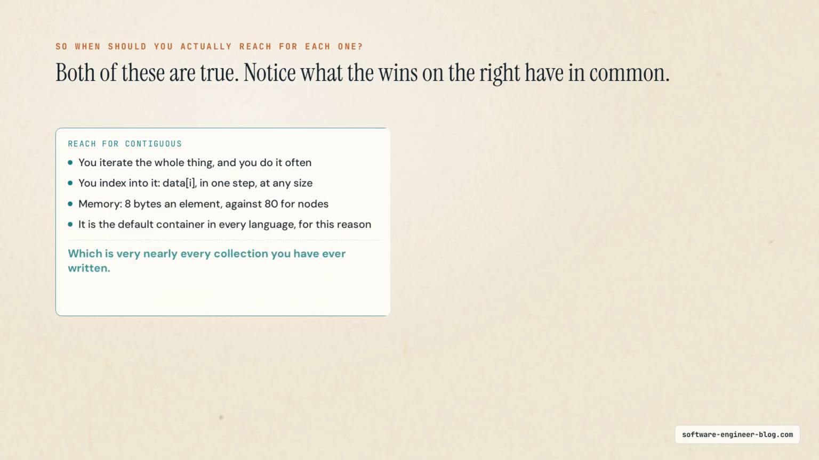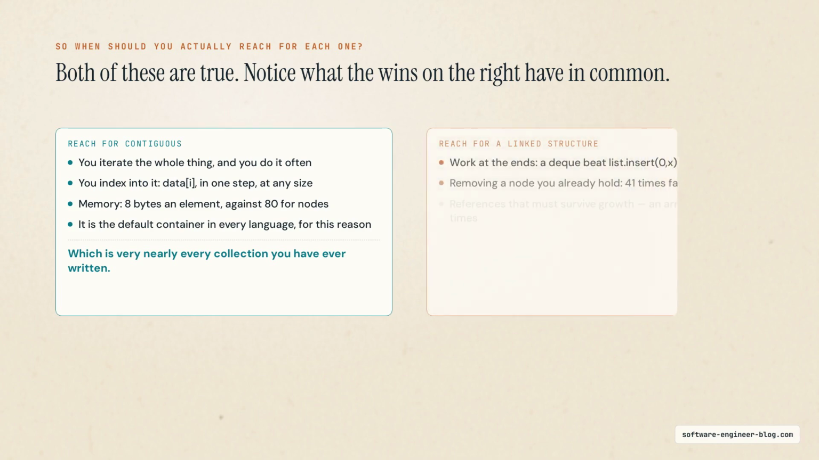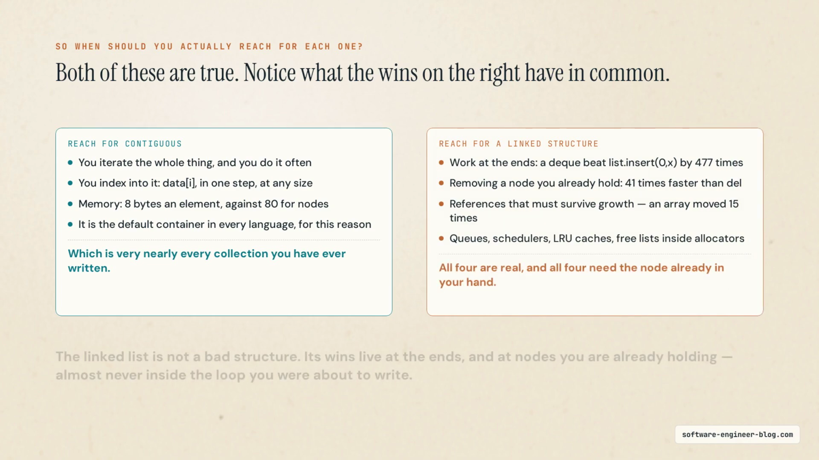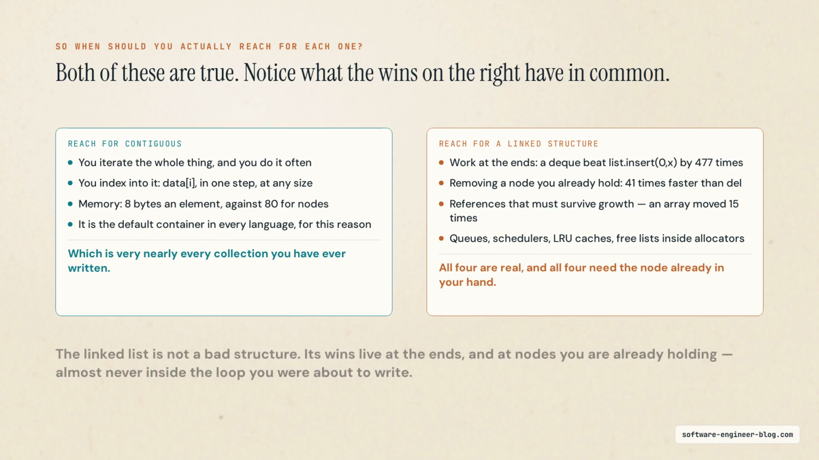Reach for a linked structure for work at the ends. Here, a deque beat list.insert at 0 by 477 times. For removing a node you already hold, which was 41 times faster than deleting by index. For references that must stay valid while the structure grows. I watched an array move 15 times as it grew. And for queues, schedulers, LRU caches, and the free lists inside memory allocators.